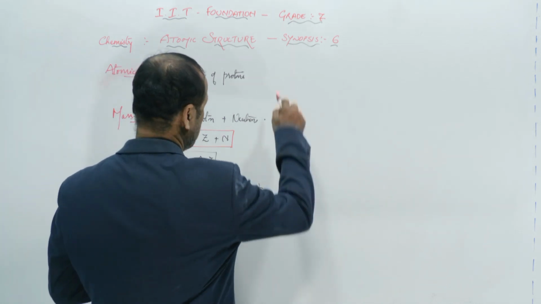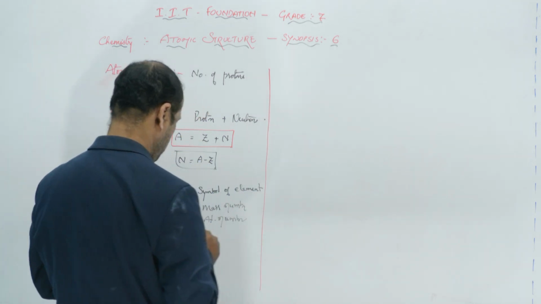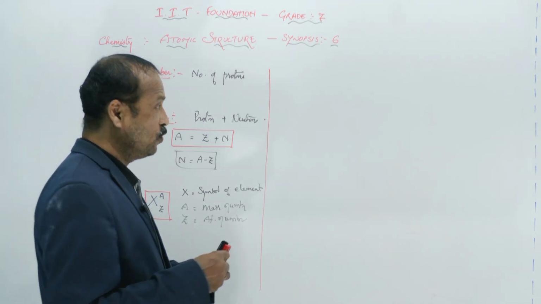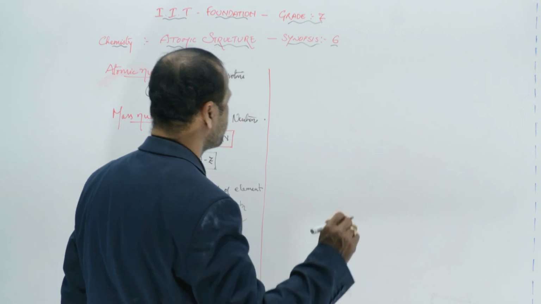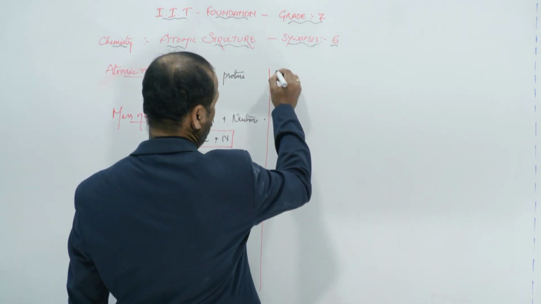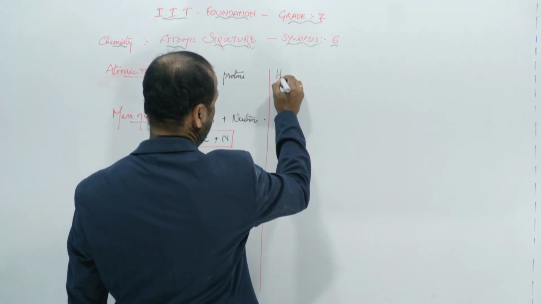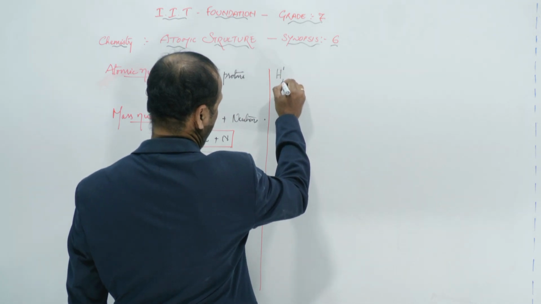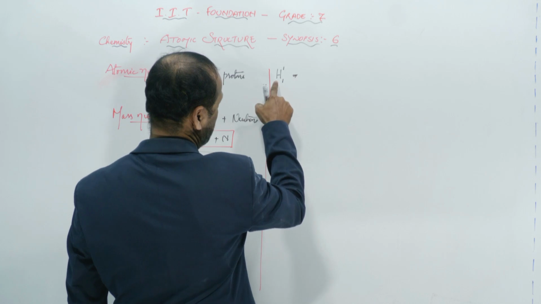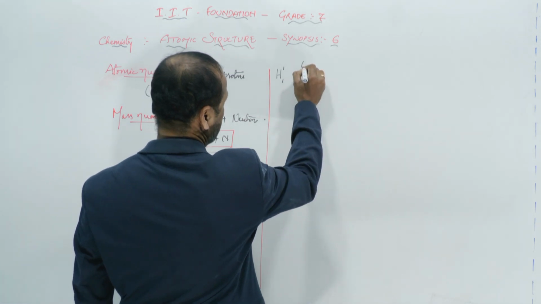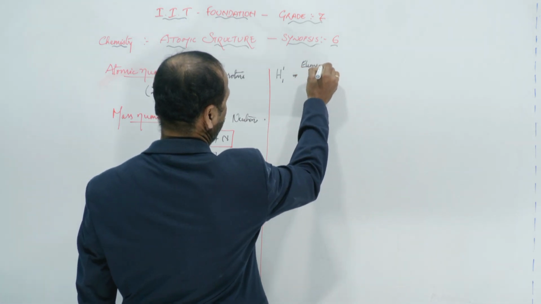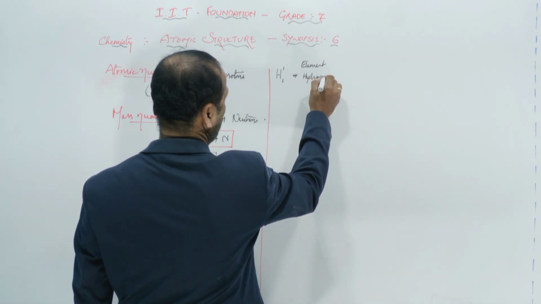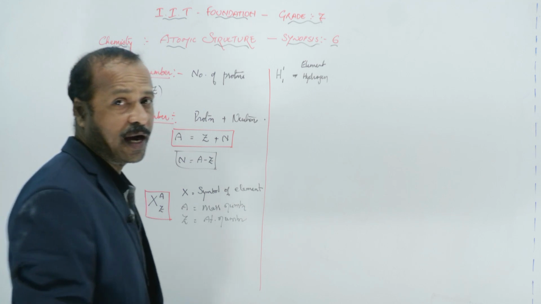Okay, students. So, see now here, I'll take a few elements. For example, I'll take hydrogen. Hydrogen is represented like this, 1 and 1. What is the meaning of this? H represents the element hydrogen. The element here is hydrogen.